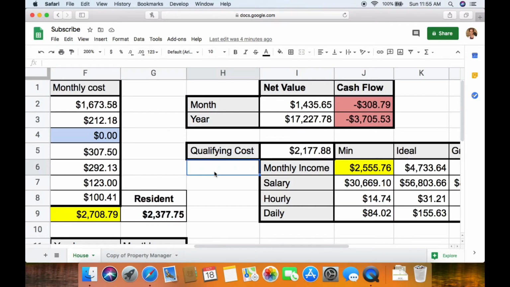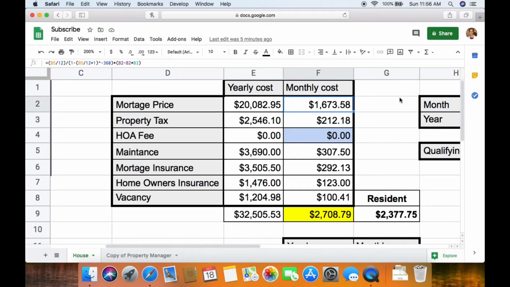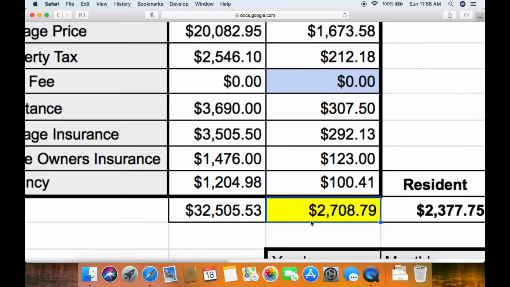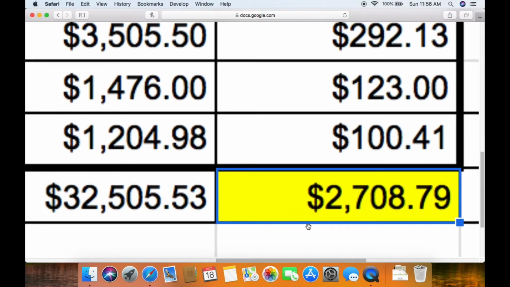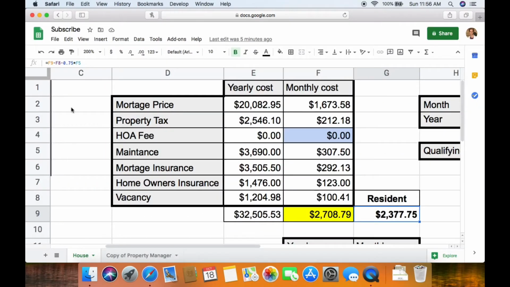Now I got that by taking a qualifying cost of $2,100. But be careful, don't think that you're having to pay $2,100 every single month, because you're not. In fact, if we go over here, you can see that your mortgage is only $1,600 every single month, when in reality, your true cost to buy that property is $2,700 every month.